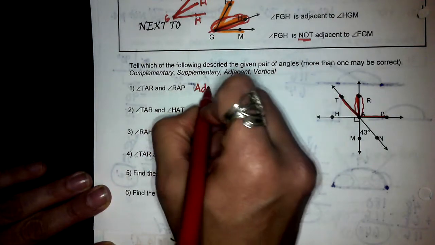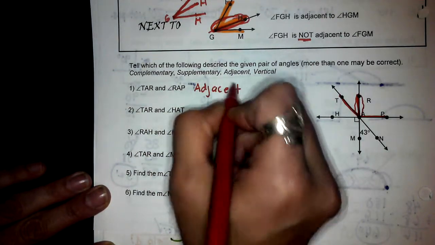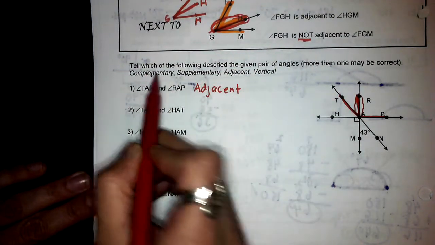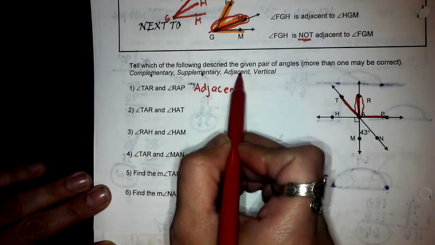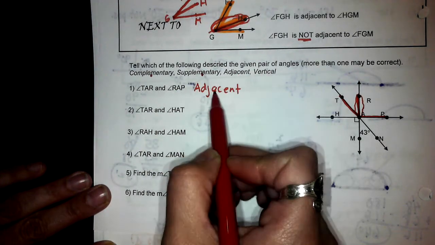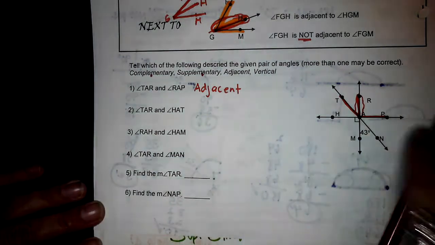All right, so this first one, angle TAR, so T to A to R, and then angle RAP. Okay, well, if I look at this, these two are next to each other, and they share this RA side right here. So those are going to be adjacent. Okay, they don't add to 90. They don't form a straight line. They are next to each other. They're not opposite from each other. So adjacent is going to be our only answer there.